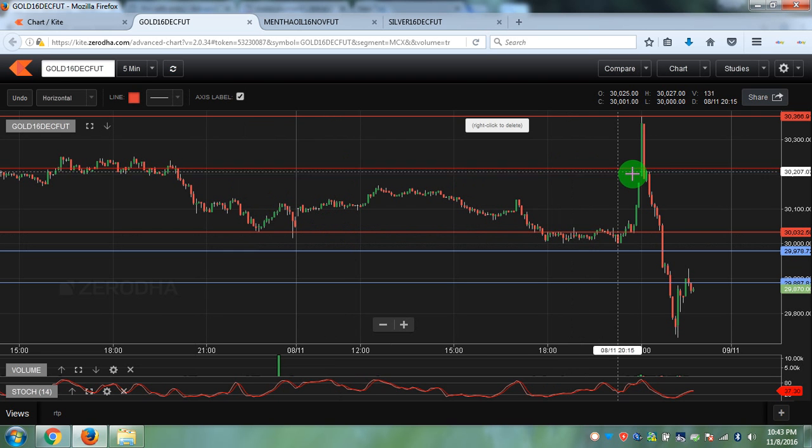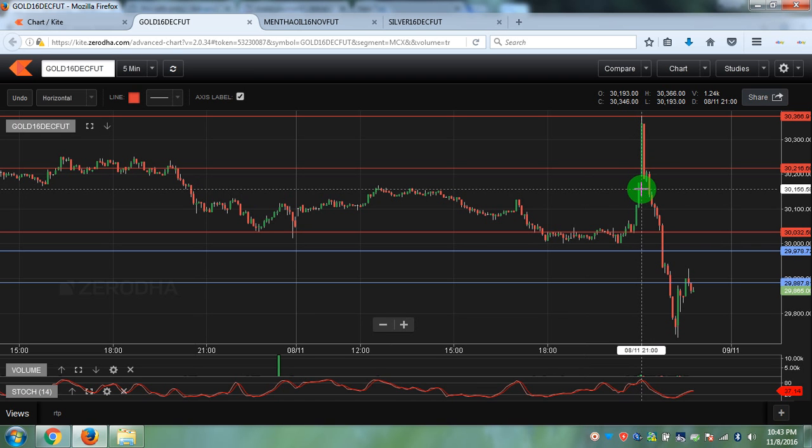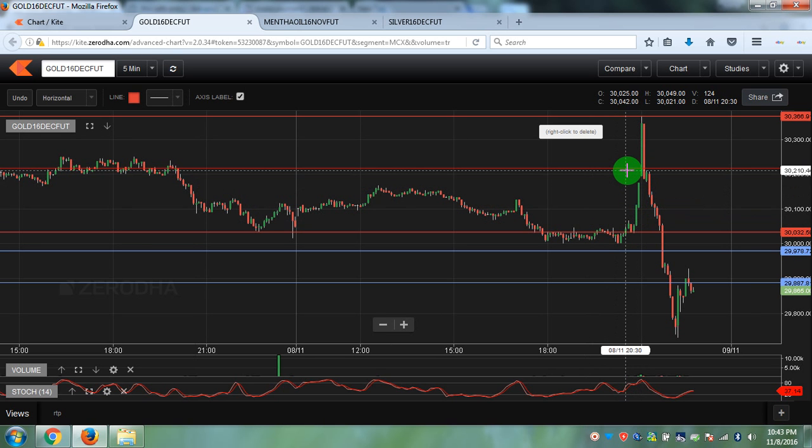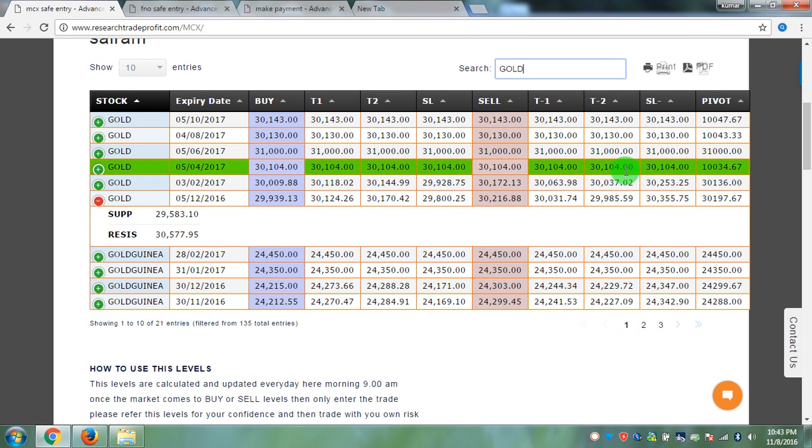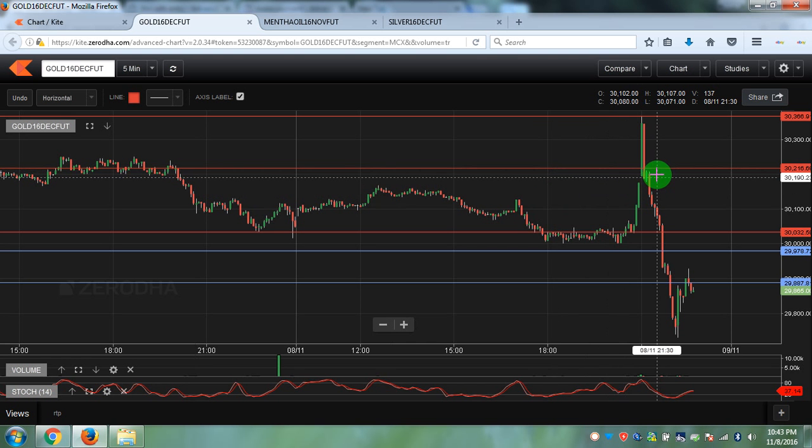Suddenly the market went up because of the Modi ji news, as 500 and 1000 rupee notes were banned, and due to the US elections, a sudden movement happened in gold, and the candle shot up like anything, and our sell call was at 30,216. This was the selling level, this red line, and you can see this was the candle moving up.